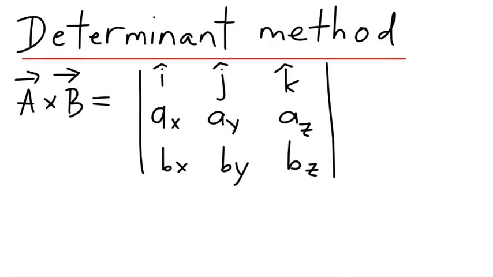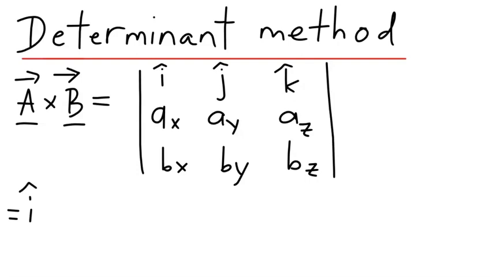Now let's do this same cross product using the determinant method. In the determinant method, we write down the components of vector A on the top row and the components of vector B in the bottom row. The reason is because A appears as the first vector in the cross product and B appears as the second vector in the cross product. So the order of the vectors matters here.